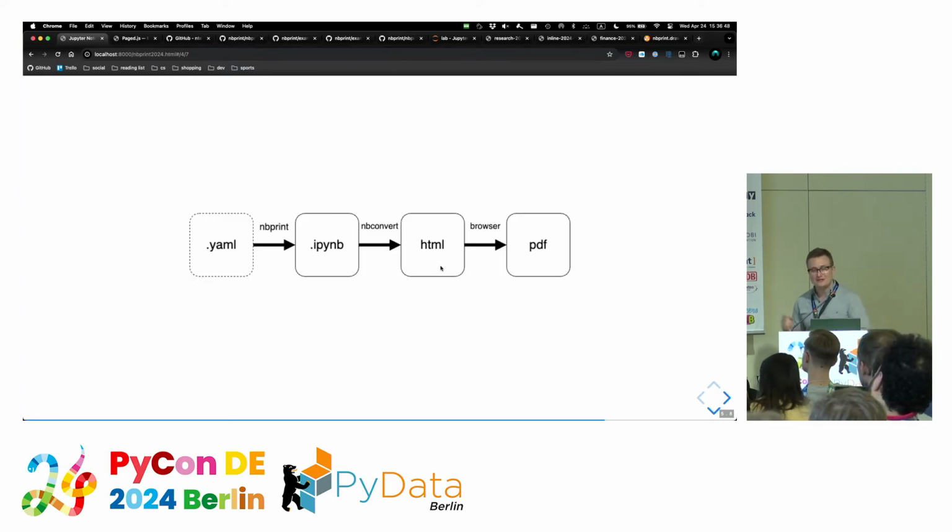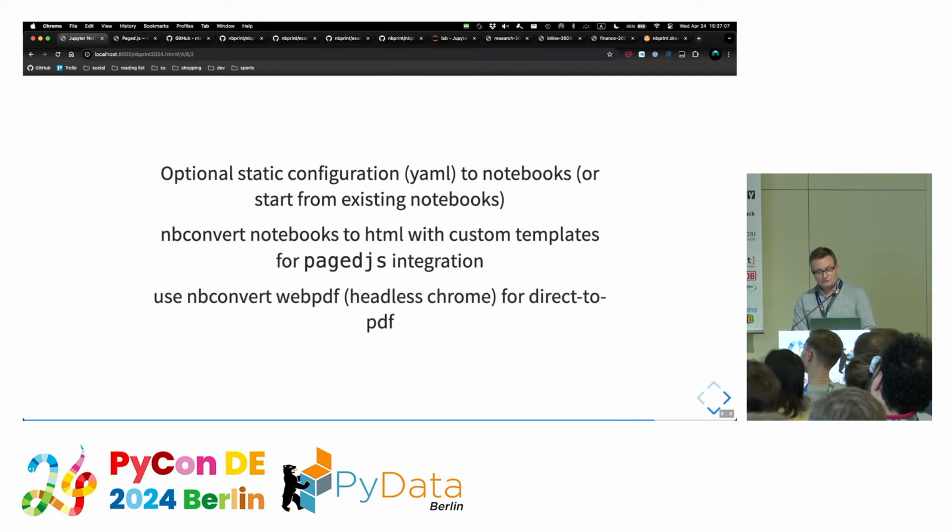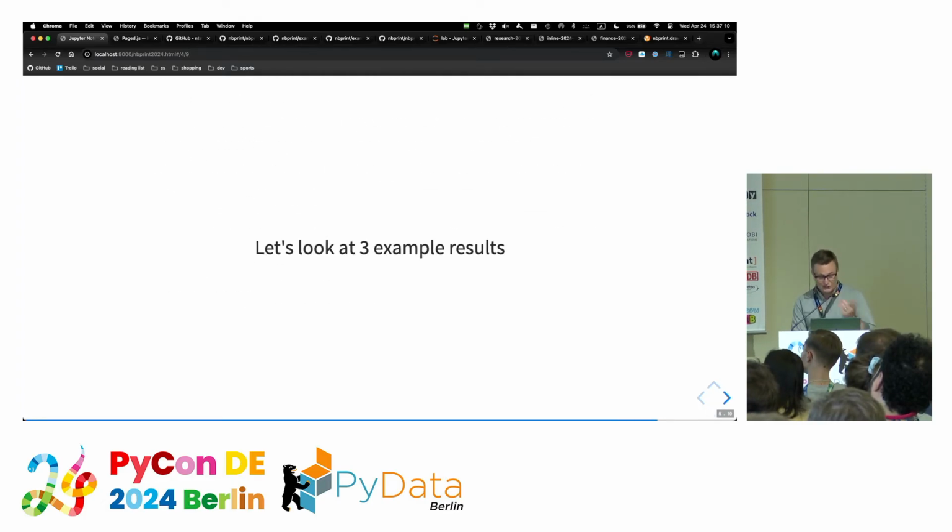And then once it's in HTML form, you can look at it. It's very nice. You can hit Control-P. You can print it. Or NBConvert also supports something they call web PDF, which is basically headless Chrome, render it in Chrome, and produce a PDF from it. So you have an end-to-end solution for parameterizing reports, generating them, and producing PDF documents. Cool. That's everything I just said. Let's look at some examples.